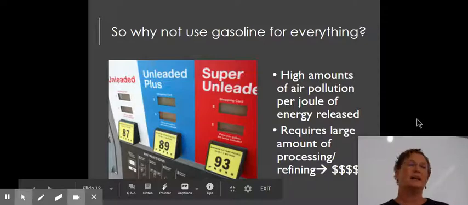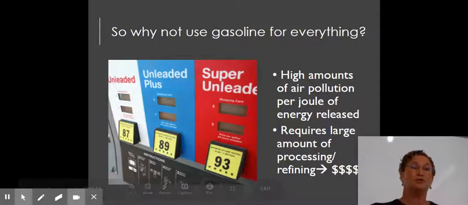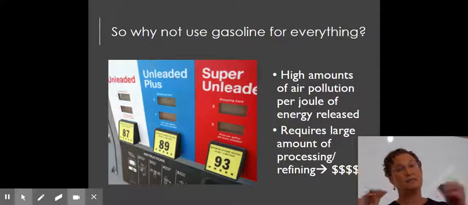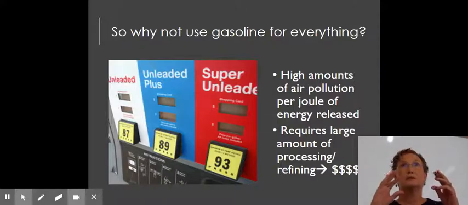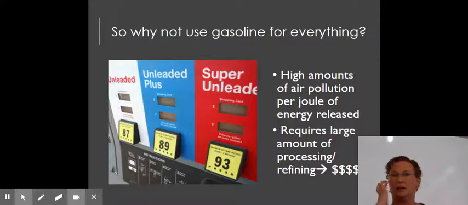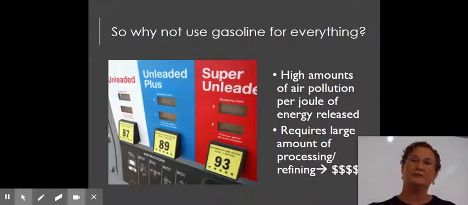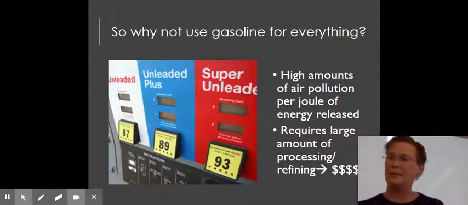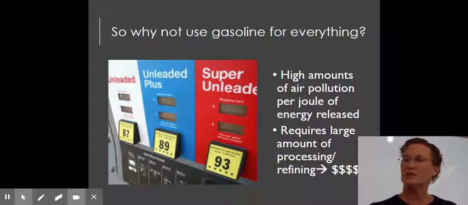So why not use gasoline for everything? Well, the reason is there are high amounts of air pollution per joule of energy released, and it requires a lot of processing and refining, which is expensive. So you get oil out of the ground and then you refine it into gasoline, and into different products to be used, like diesel, all the different kinds of oils that you would get from the crude oil. That's going to be in an upcoming lecture also.